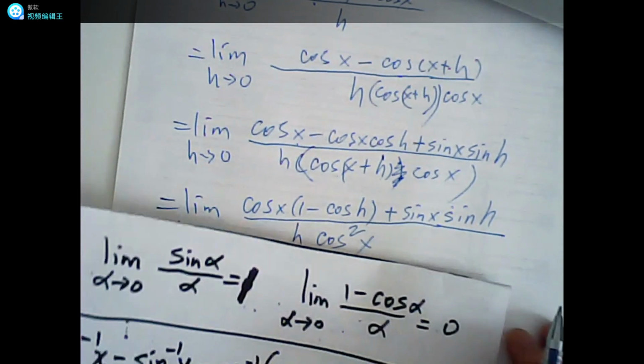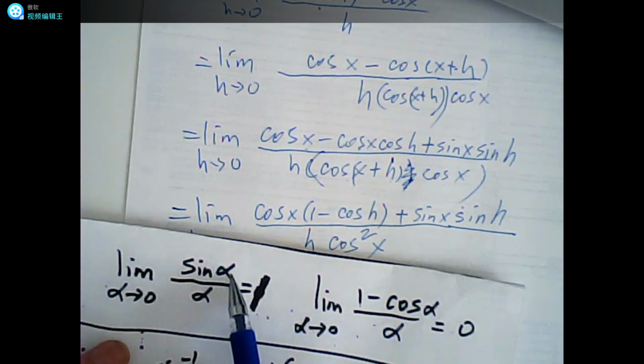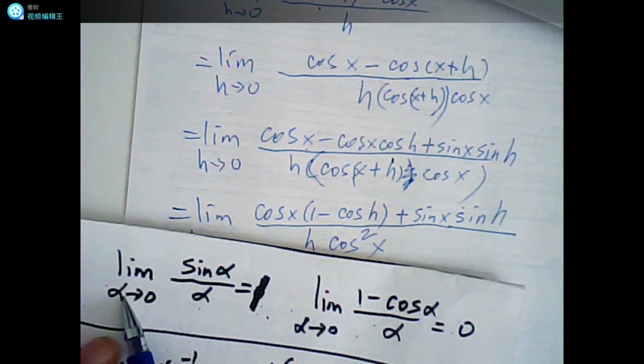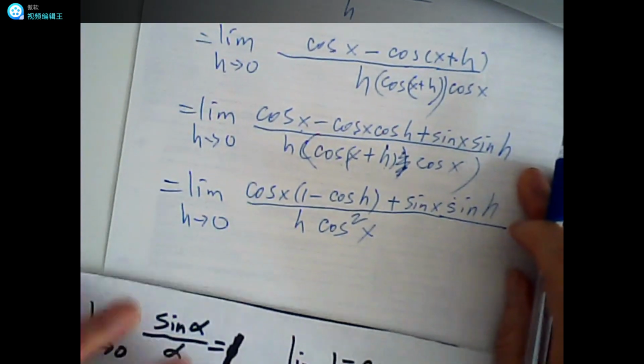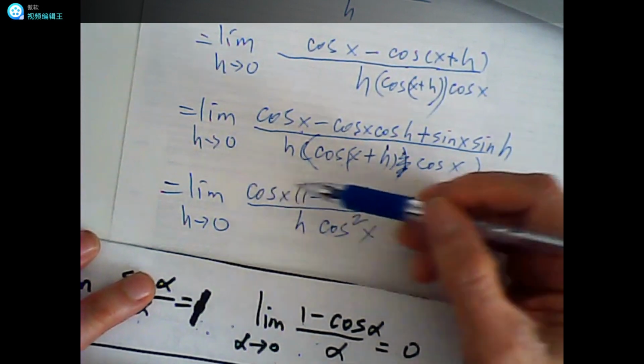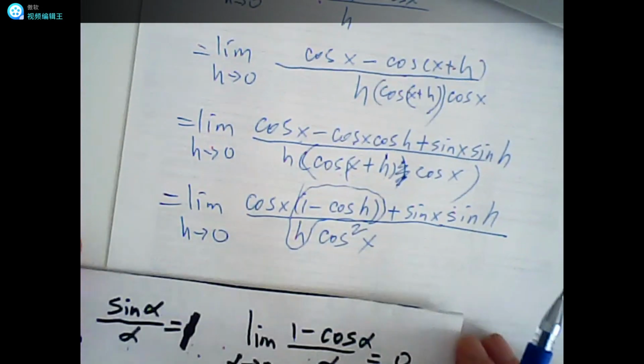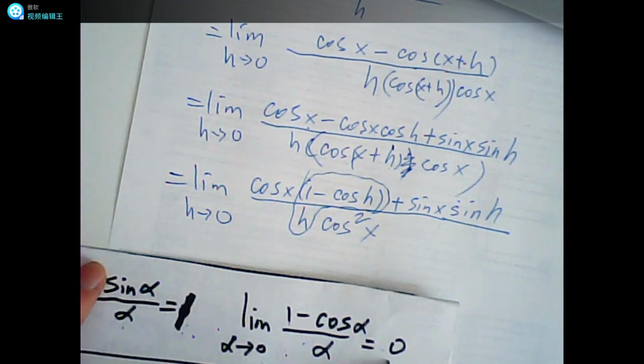Now we still use this one, right? Sine alpha over alpha approaches 1 when alpha approaches 0. So this one, you see, that one approaches 0.